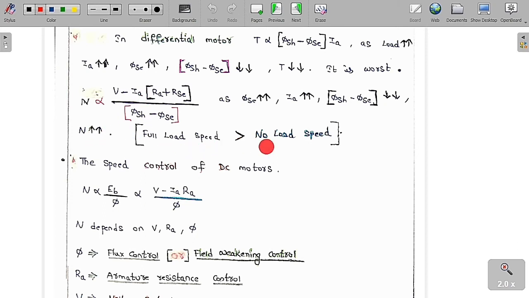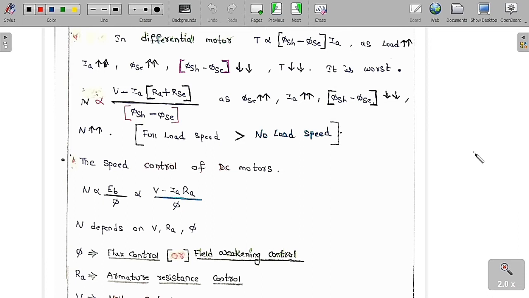So full load speed is greater than the no load speed in the case of the differential compound motor. That is the reason the graph will be above the flat compound DC motor. So a differential compound motor will have more speed when compared to the flat compound DC motor. I've already shown you these things in the graph itself. So in a differential motor, torque is directly proportional to (phi_SH minus phi_SC) into IA.